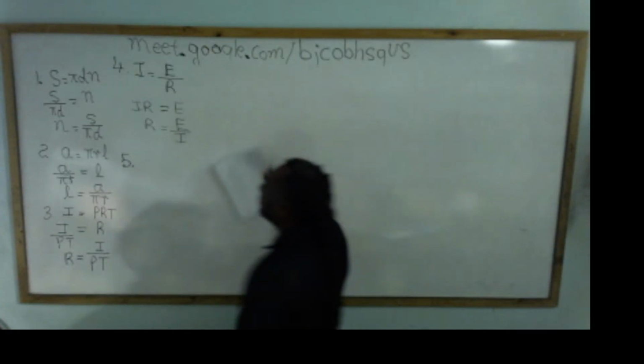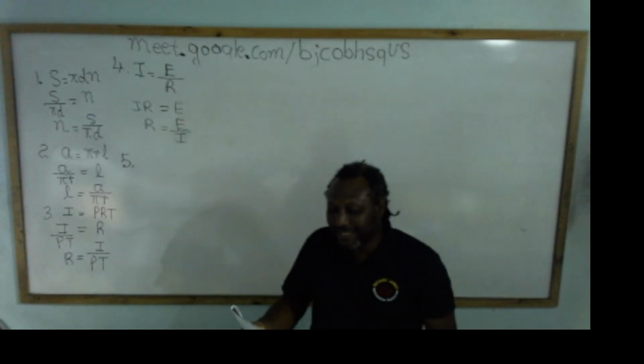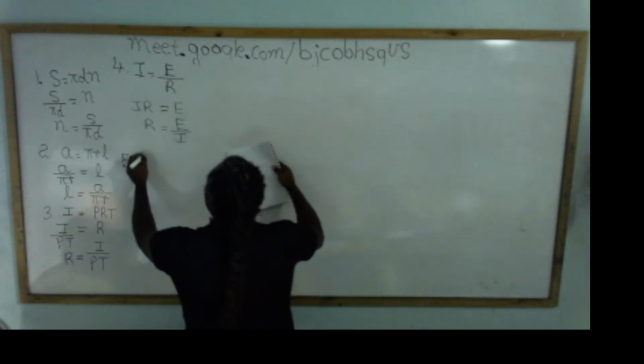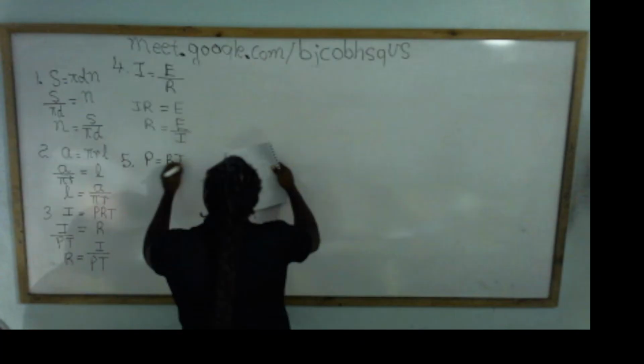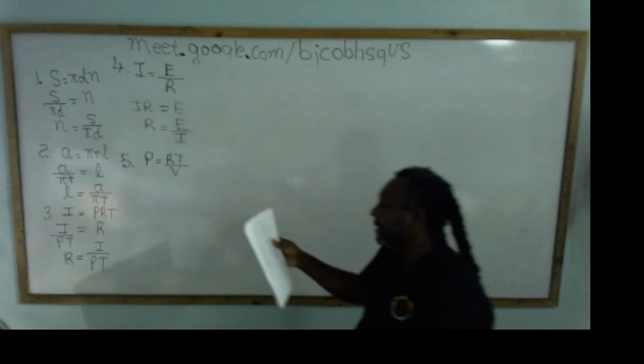Number 5. For T, P is equal to RT over V for T. P is equal to RT over V, and we are attempting to make T the subject of the formula.